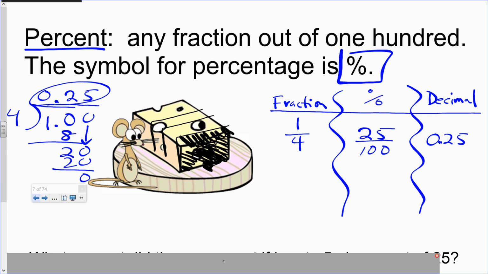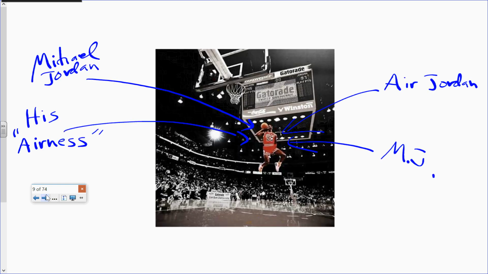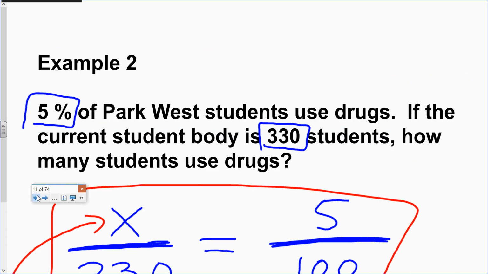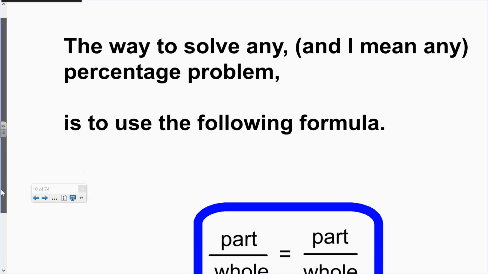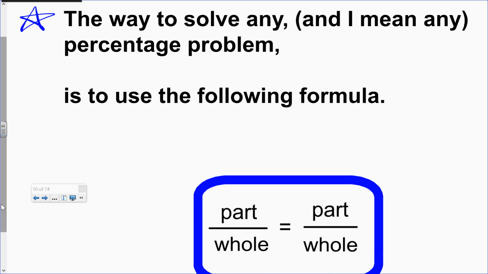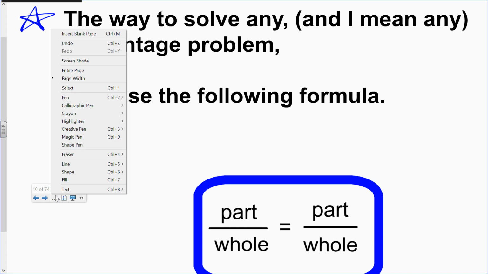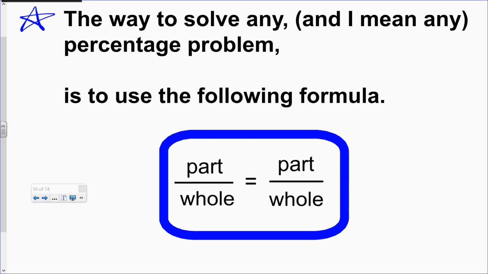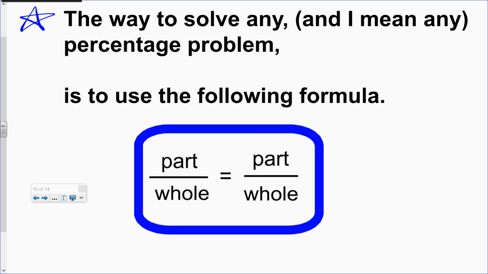Now, I'm about to teach you some life skill. Watch this. I'll write this down. I'm going to put a star on your notes, so go and write this down. The way to solve any, and I mean any, percentage problem is to use the following formula. Part to whole equals part to whole.